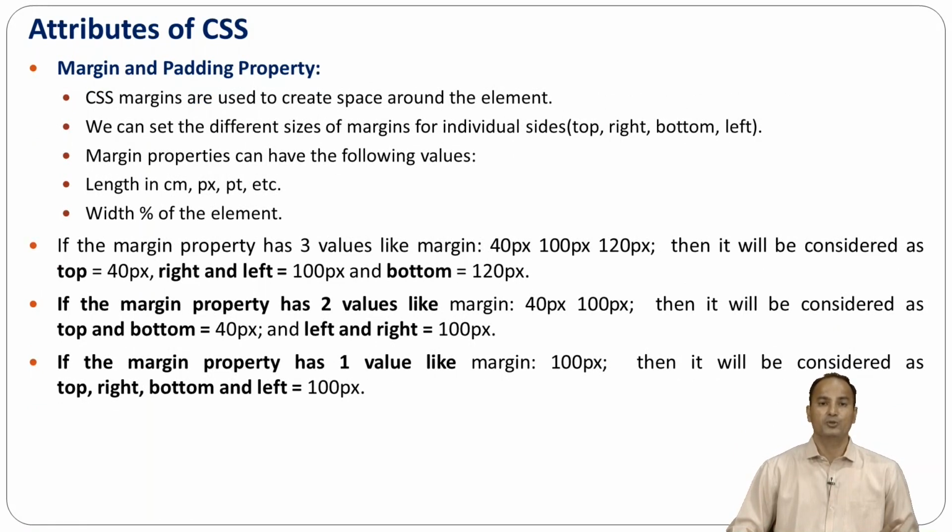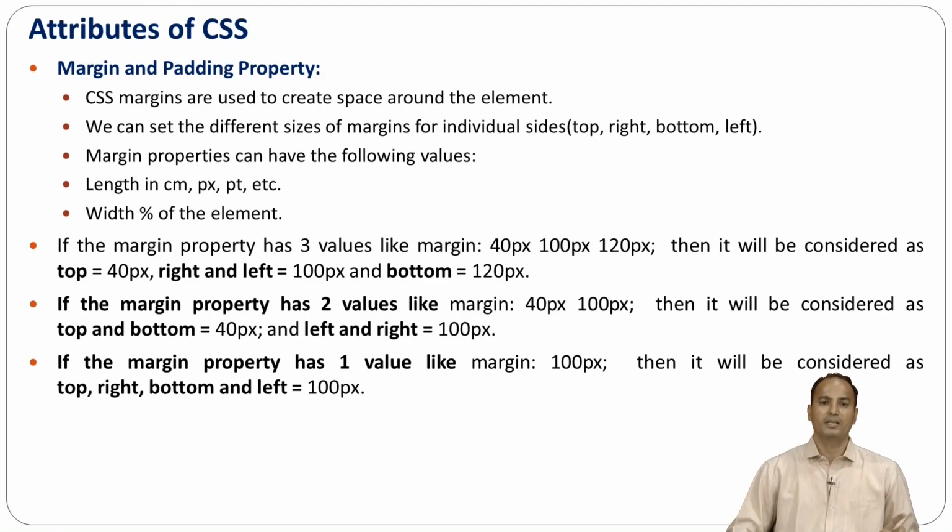CSS margins are used to create space around the element. We can set different sizes of margin for individual sides like top, bottom, left, right. Margin properties can have the following values: length in centimeters, pixels and points, width, and percentage of the element.